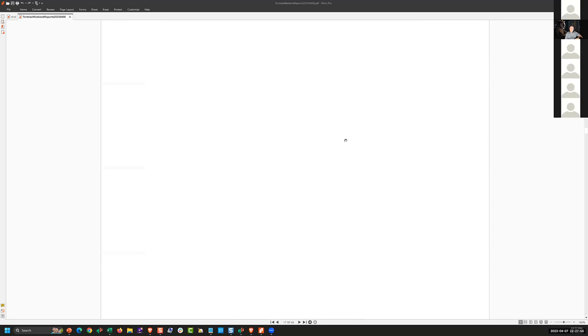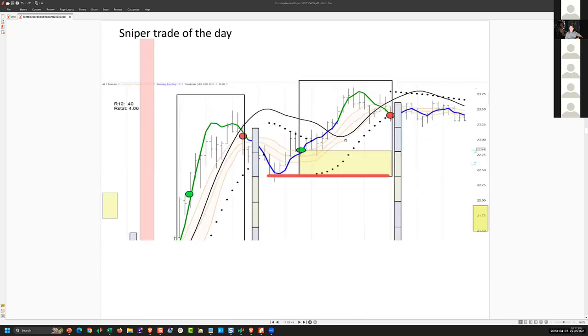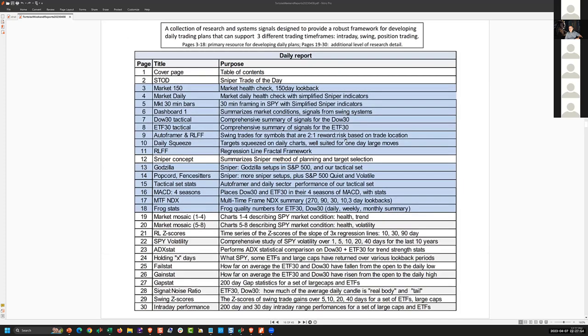The daily report, which you guys see me reviewing every week, selected portions of it. So page 1 is this one. It's this table of contents. And then I include a sniper trade of the day just as a sample of what right looks like, to review patterns and just to keep that fresh in your mind.